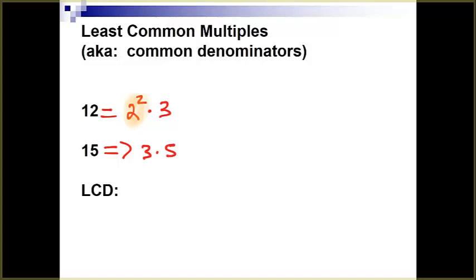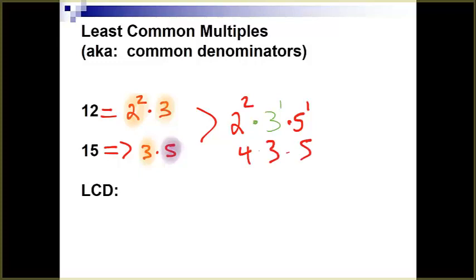I don't have any 2 in the other one, so the highest power of the 2 is 2 squared. We have the 3, and the highest power of that 3 is 3 to the first. And then we have the 5, and the highest power of the 5 is 5 to the first. So if you multiply these, you get 4 times 3 times 5, 12 times 5, which is 60. So the common denominator of this would be 60.